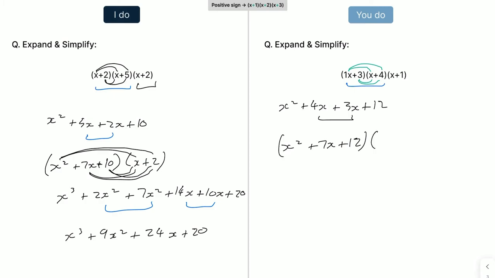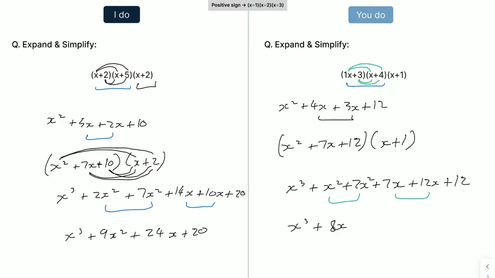Add the brackets back. Add in the remaining bracket that's left. And expand everything out again. So that is going to be x cubed plus x squared plus 7x plus 7x, that should be squared, plus 12x plus 12. In terms of collecting the like terms, these two are like terms and these two are like terms, so that then gives us x cubed plus 8x squared plus 19x plus 12.